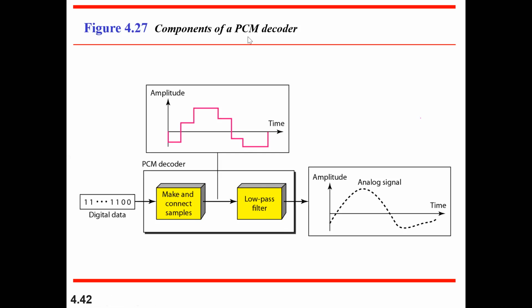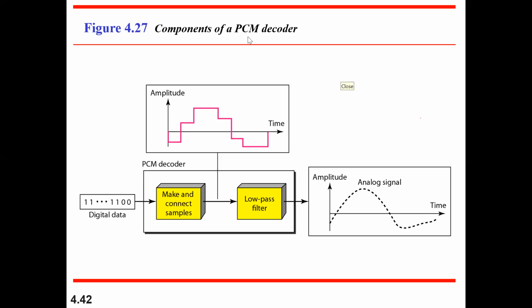So you need to have this conversion of digital data to analog signal. How can it be done? It is done with your PCM decoder. What does the decoder contain? It will contain 2 parts. One is to make and connect the samples. That is, you just plot the same thing, whatever you got. With respect to your amplitude and time, you plot the graph, with respect to your digital signal only.